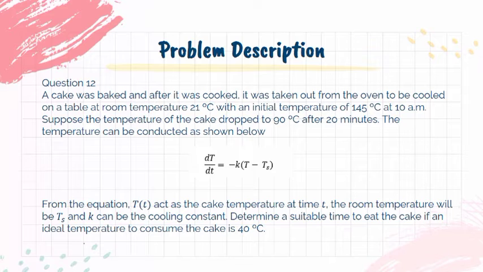This can be modeled by the equation below: dT/dt = -k(T - Ts). From that equation, T is the cake temperature at time t, Ts is the surrounding, which is the room temperature, and lastly k is the cooling constant. So the question is, what is the suitable time we can eat the cake if the temperature reaches 40 degrees Celsius?